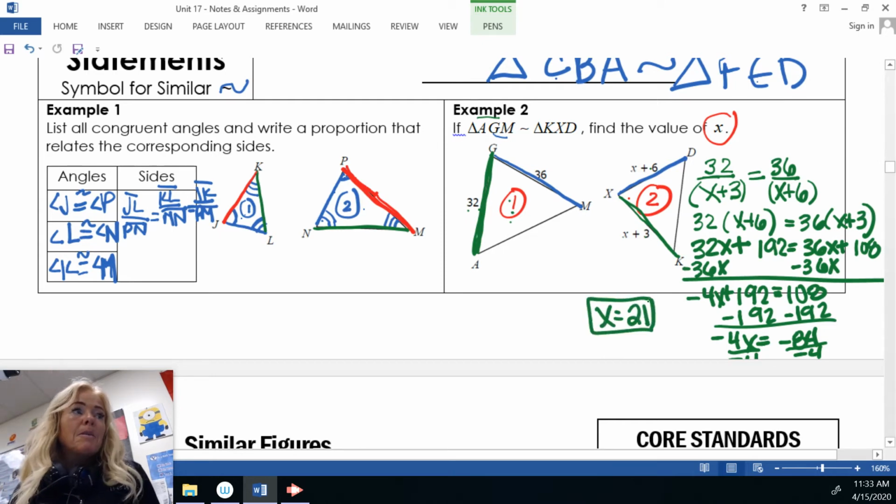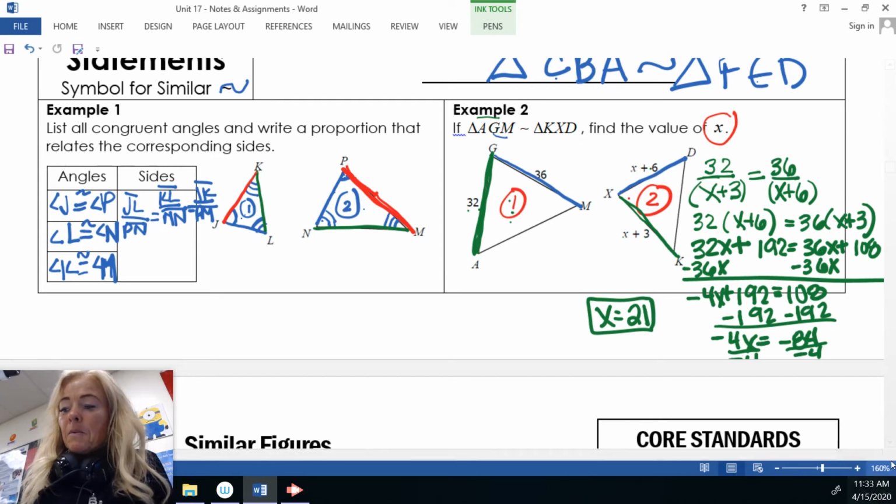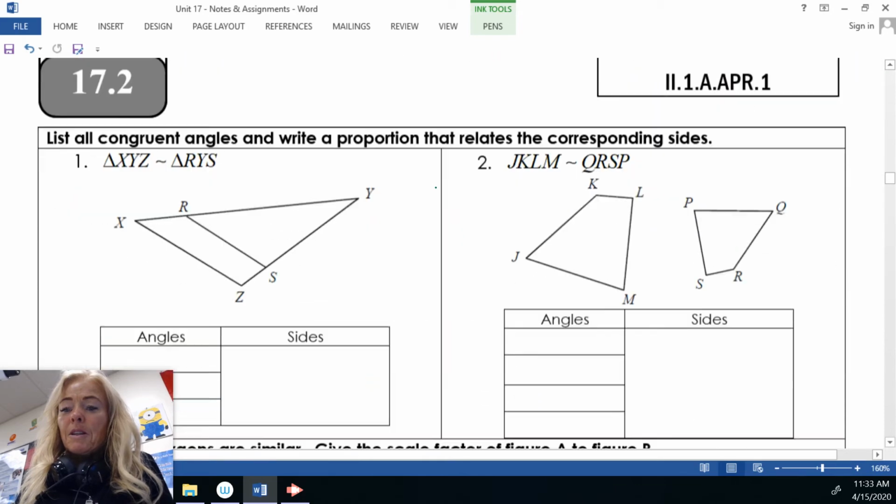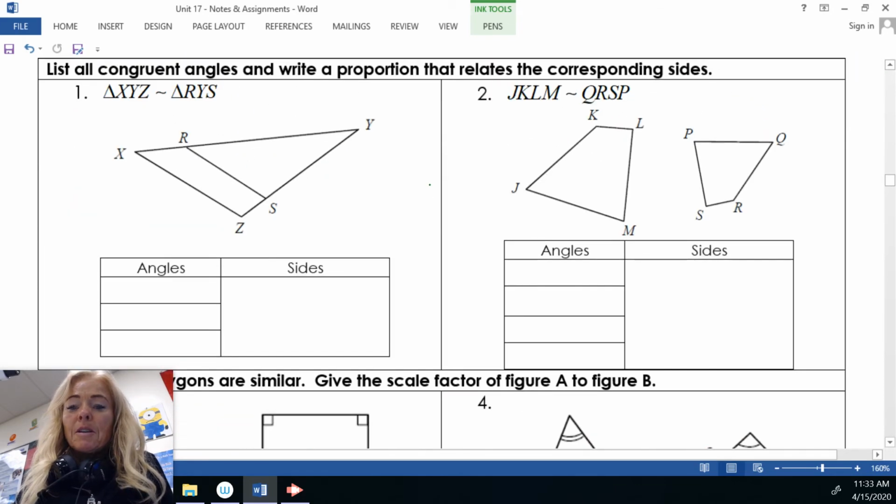So those are the type of problems that you'll get. I still have a couple of minutes on this, so I would like to probably help you do a couple on the homework in my remaining time. The first one I wanted to look at has what we call overlapping triangles that are similar.